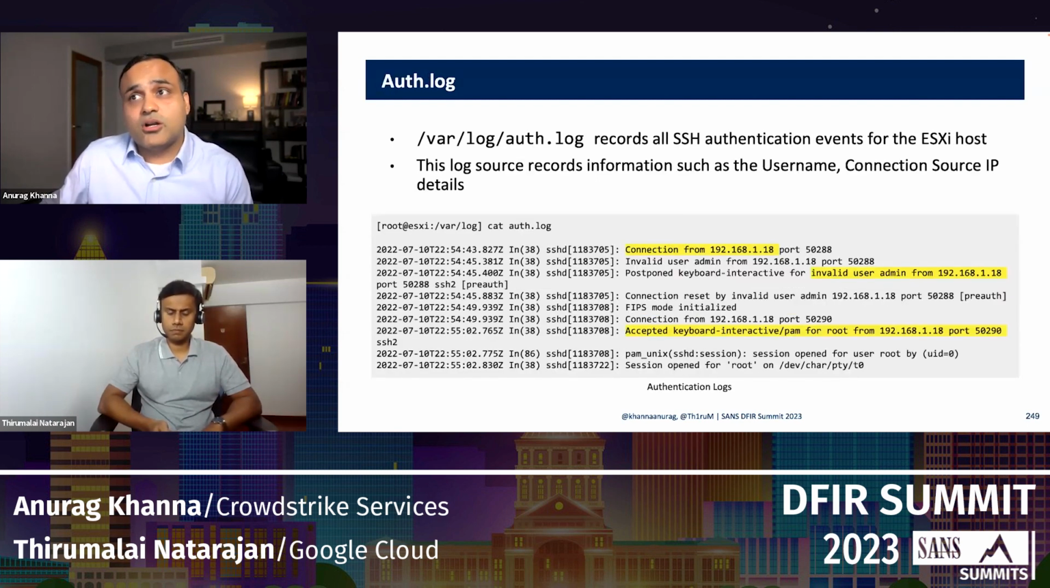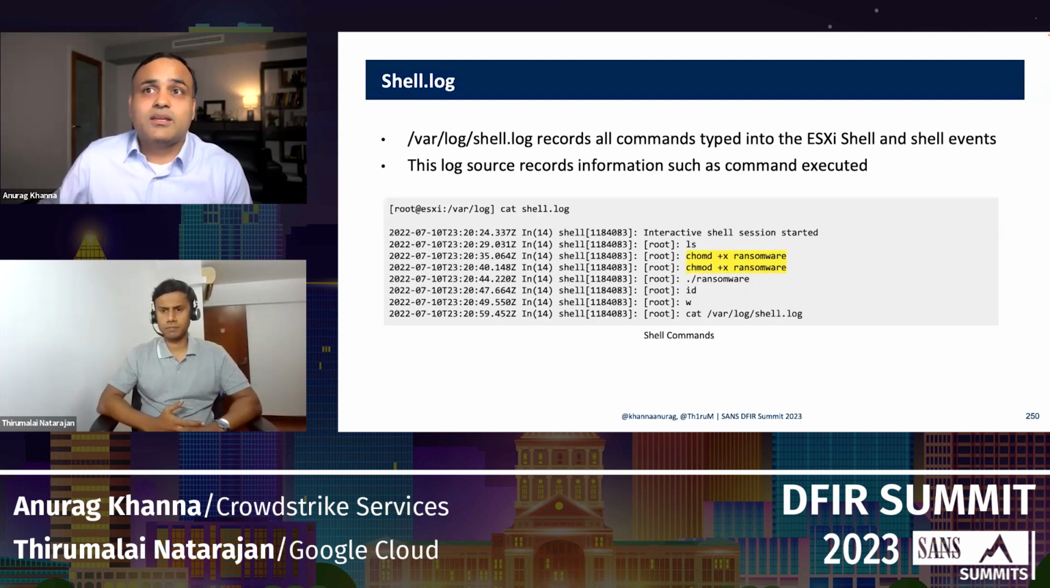This is auth.log. This records all the SSH authentication events for the ESXi host. In the yellow highlighted part, you see a connection came from 192.168.1.18. Then you see an invalid user admin trying to log in. And then you see the root account coming in from 192.168.1.18. So this is recording authentication over SSH.